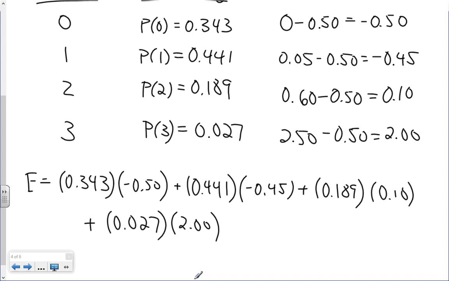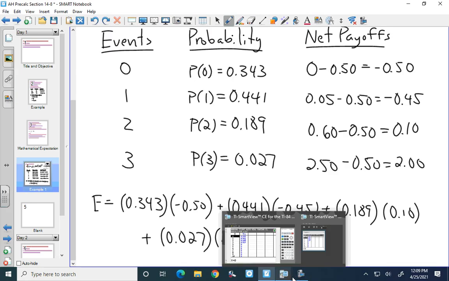Let's go back to our calculator and do that. Now you got a couple of ways that you could do this. I'm going to show you how to use, you can just do this right on the home screen. You know how to do that. I'm going to show you how you could use list to do it. With only 4 things in my list, I might be spending a little bit more time doing it this way than if I just did it on the home screen.